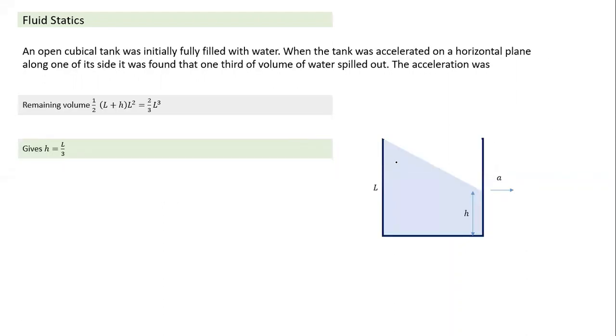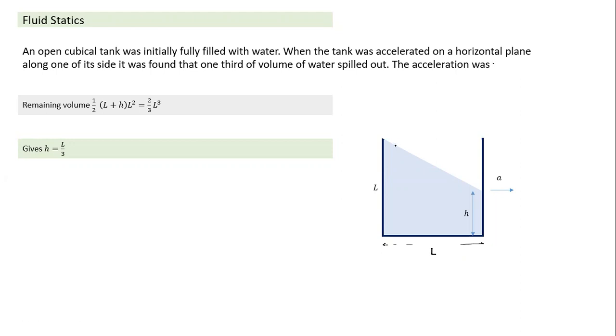Okay, and this is an open cubical tank. So this height is L, the base is L. It's a cubical tank, and the other dimension, which is perpendicular to the plane of the figure, also is L. So what is given? This tank was initially filled with water. When the tank was accelerated on a horizontal plane along one of the sides, it is found that 1/3 of the volume of water has spilled out. What is the acceleration?